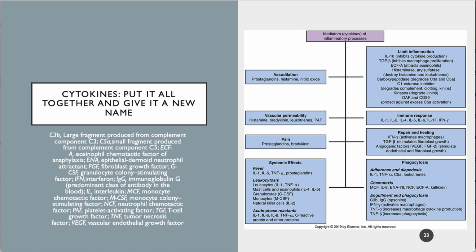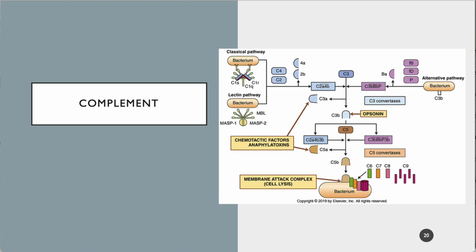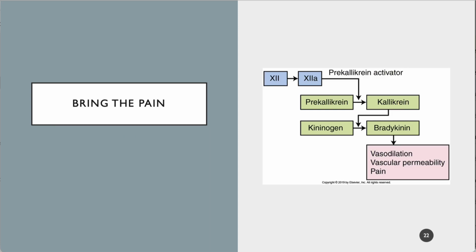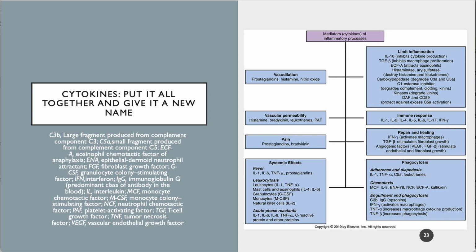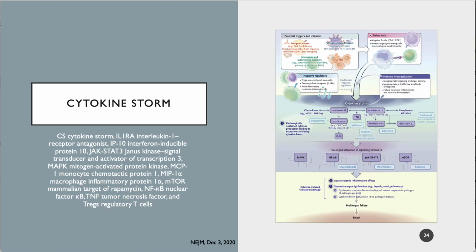So again, all of these things that we've talked about, complement, clotting, kinins, all those things together we can classify as the cytokines. And that's important because in certain diseases, and by the way, I'll give you a hint. What disease do you think would have been talked about in the New England Journal of Medicine in December of 2020? COVID-19, right? The big cause of all those deaths initially was not from the infection itself, but rather from the cytokine storm that accompanied it.